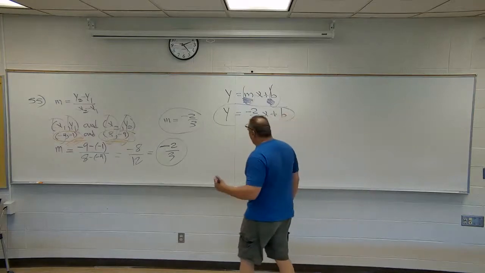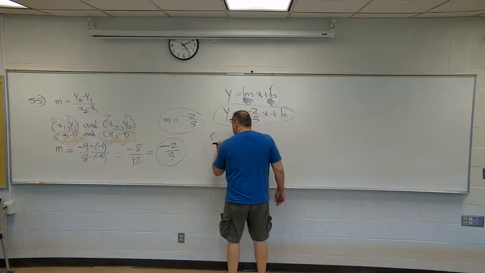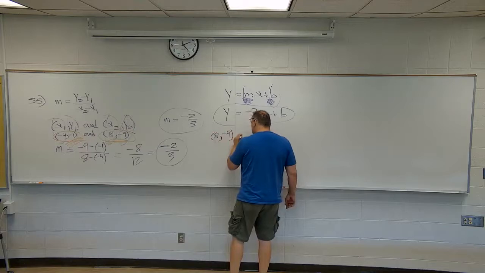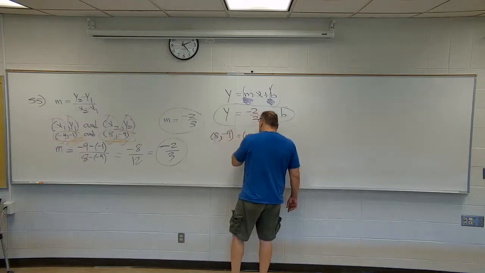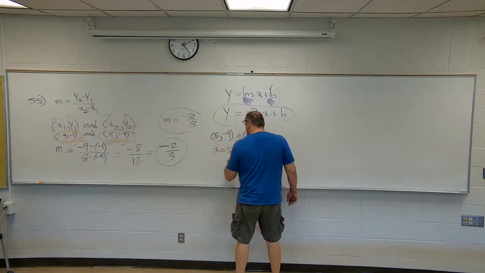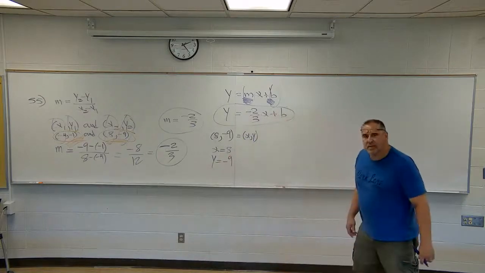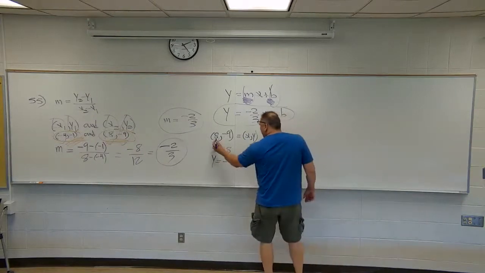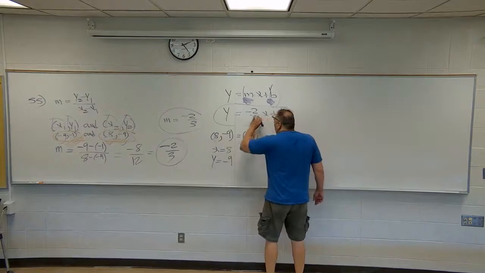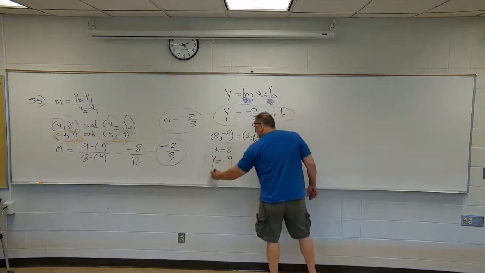I'll tell you what I'm going to do. I'm going to take the 8 comma negative 9. 8 comma negative 9 is x comma y. X equals 8. Y equals negative 9. That's what it means. Here's x, here's y. Plug it in here and solve for b, and you're done.